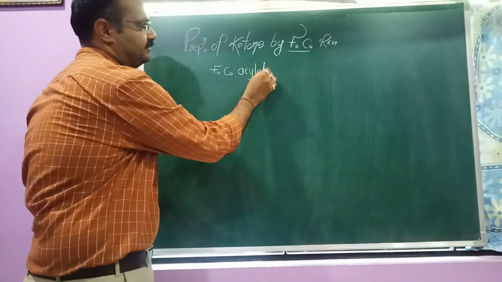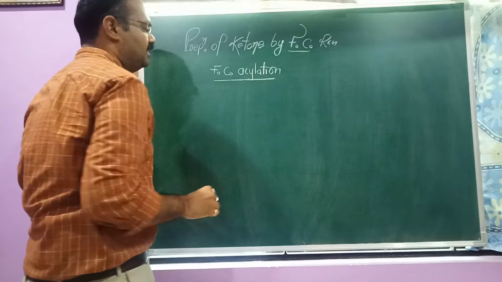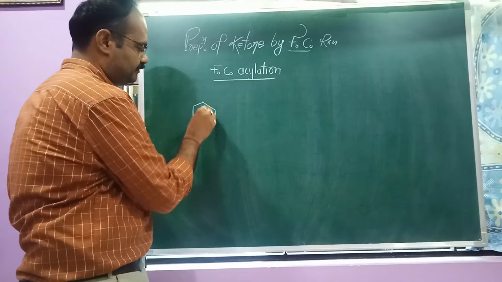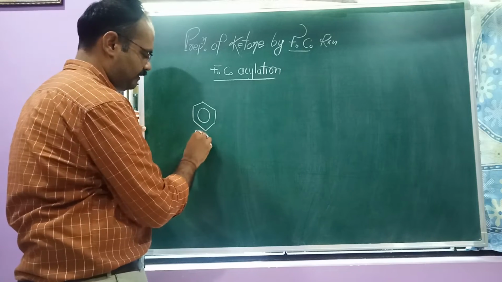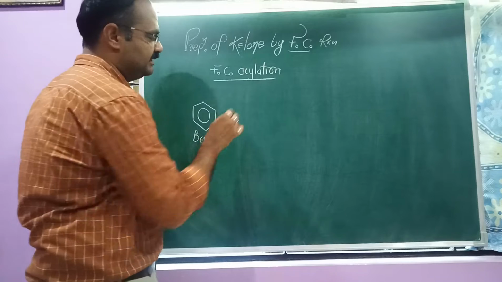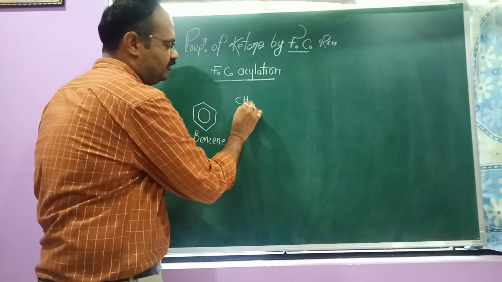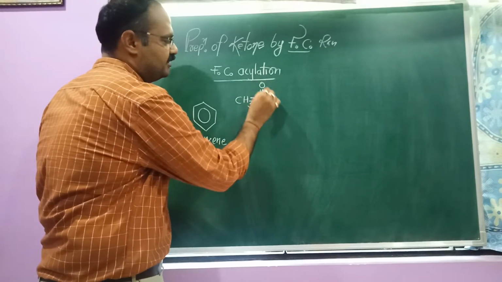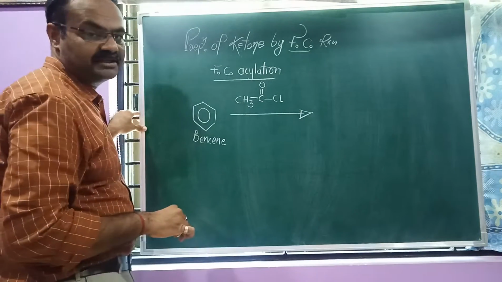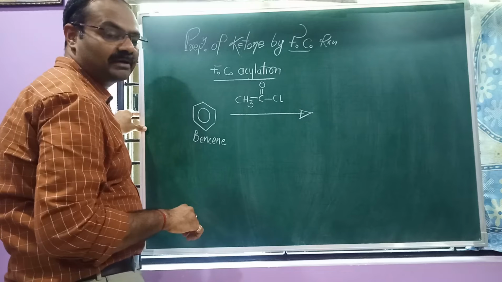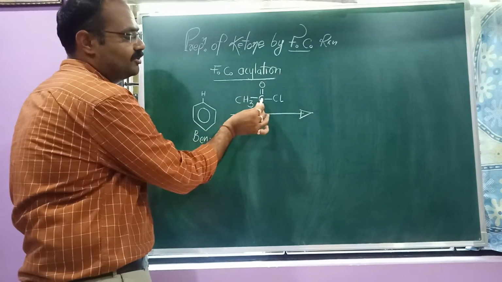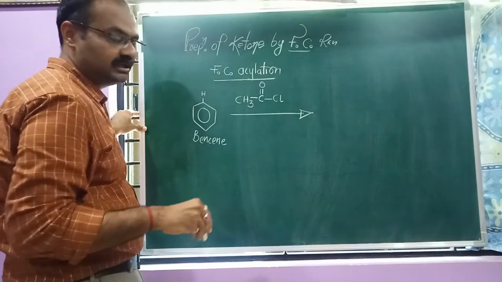Friedel-Crafts acylation. See, our starting material is benzene. Our reaction is Friedel-Crafts acylation. So we are using CH3COCl as reagent. The name of this reagent is acetyl chloride. This hydrogen will be replaced. COCH3+ is our electrophile.